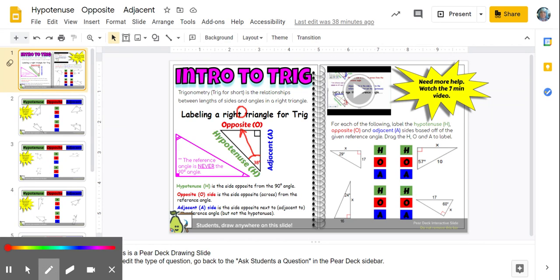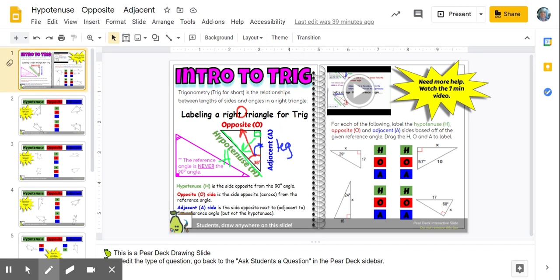The hypotenuse is the easiest one, right? We've got a right angle, and opposite that right angle is always the hypotenuse. We label that H. The adjacent is the one that's sometimes hard to identify. It's like you're making a hard turn, either to the right or to the left. The adjacent side is always a leg. It's never the hypotenuse.